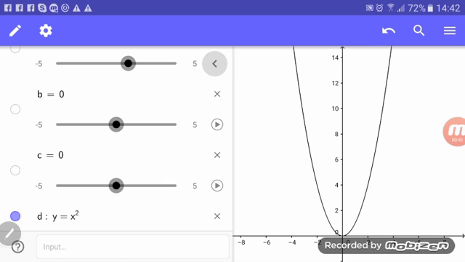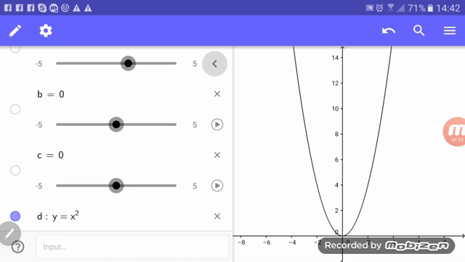Now, bear in mind that we've got one of the general equations of a parabola, which is y equals a(x plus b) squared plus c. Okay, and this is where a, b, and c are real numbers.